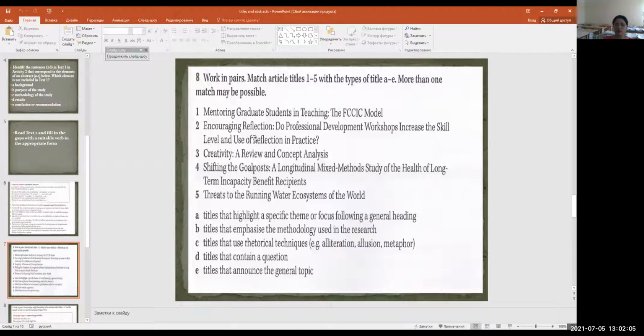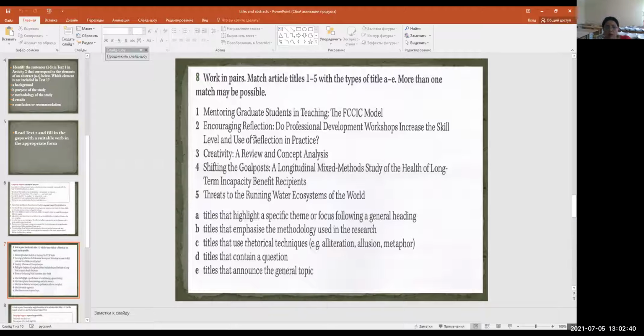Now we will match these titles with the types of the titles. There are different types of the titles of the articles. The first one are titles that highlight a specific theme or focus following a general heading. The second one, titles that emphasize the methodology used in the research. Titles that use rhetorical techniques like alliteration, allusion, metaphor. Titles that contain a question. And titles that announce the general topic.